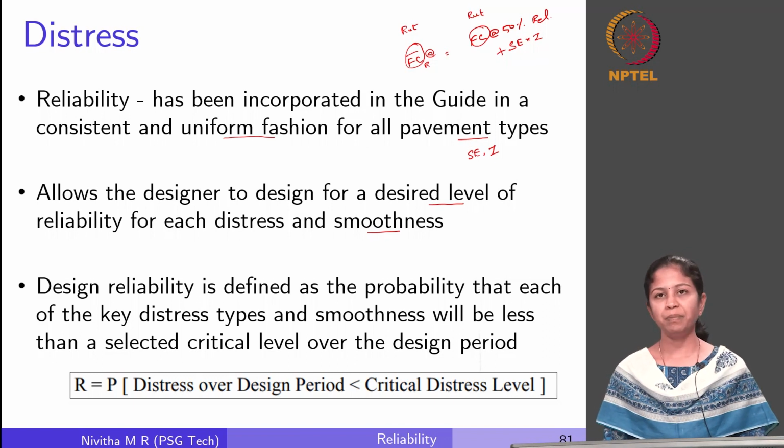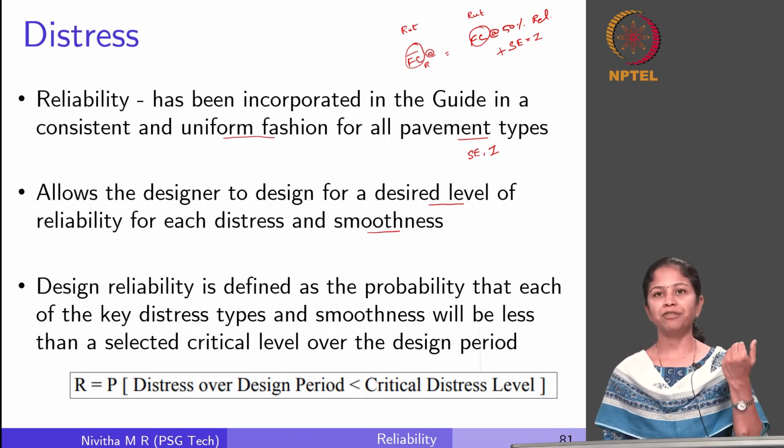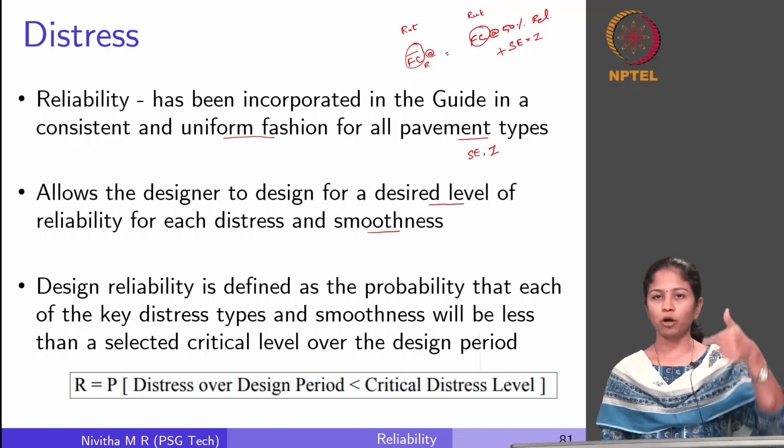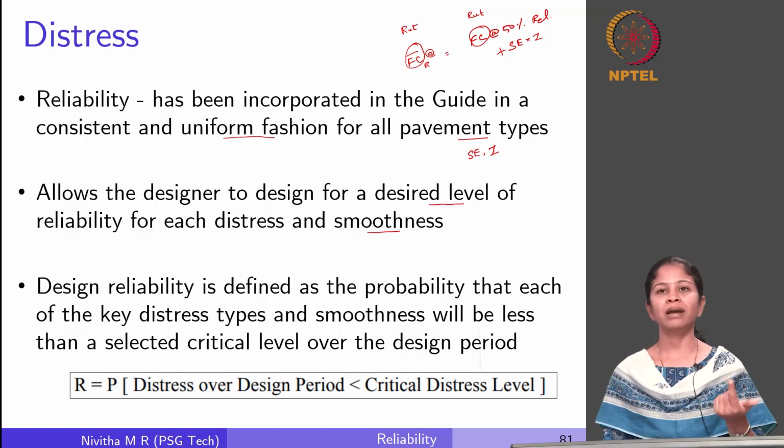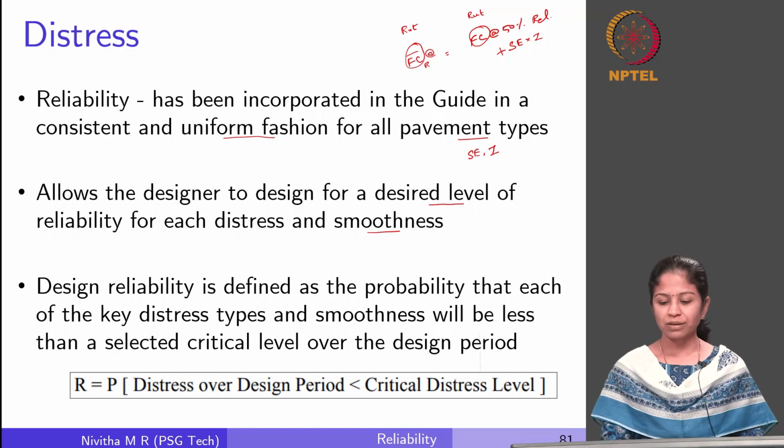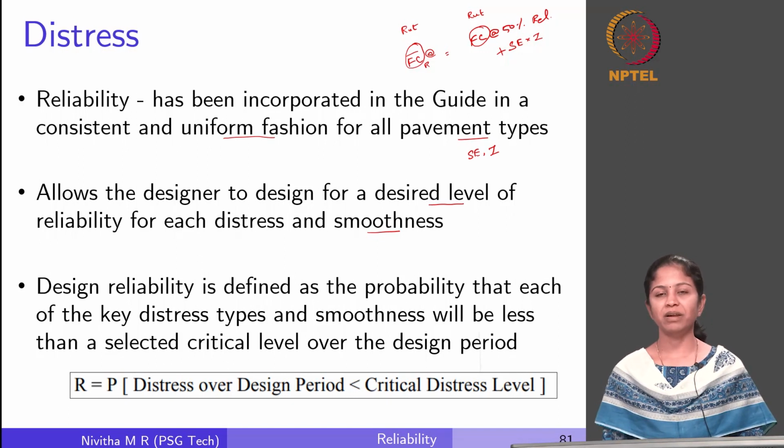So, in MEPDG 2004, we have a number of distresses which are addressed. Say for example, we have the rutting in asphalt layer, then we have total rutting, we have top down cracking, we have bottom up cracking, and then say we are also computing IRI. So, like that different distresses are taken into consideration. And so, that is why the smoothness term is also given here to take into account the IRI value.